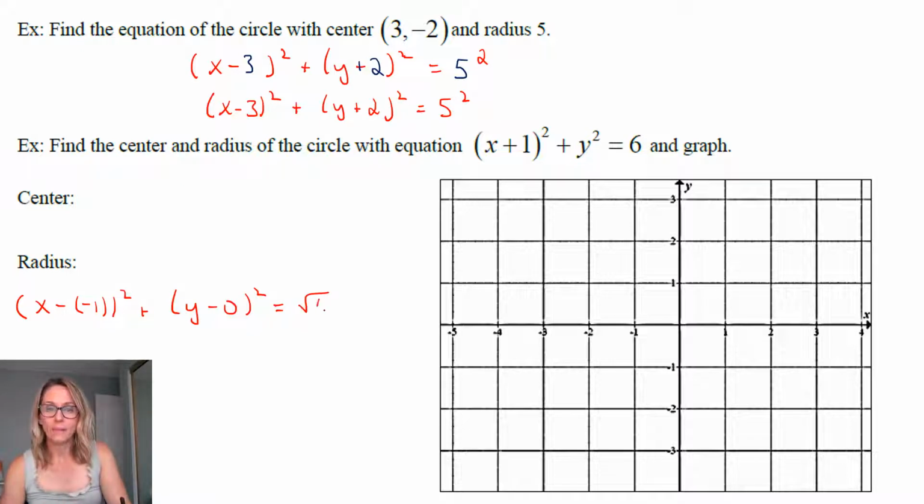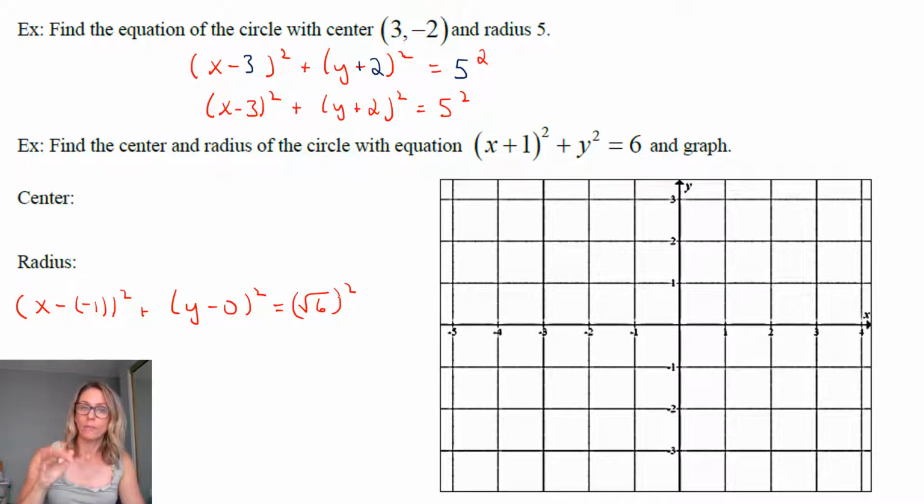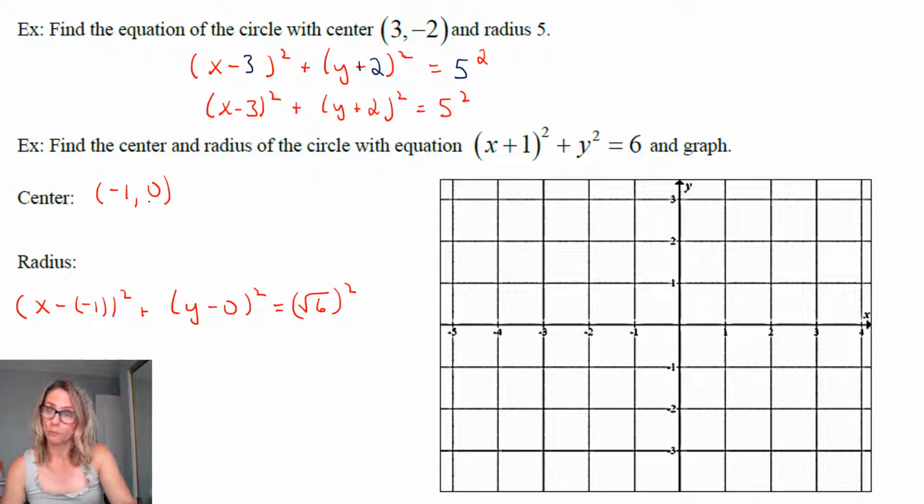So what that means is, really, you can rewrite that as the square root of 6 squared. And that's because that is 6. So this radius is not a perfect square. But writing it like this helps us because it tells us that the center is (-1, 0), the x and the y, coming of course from here and here.